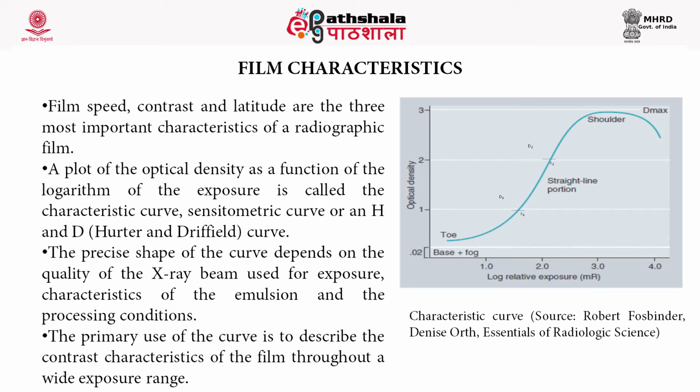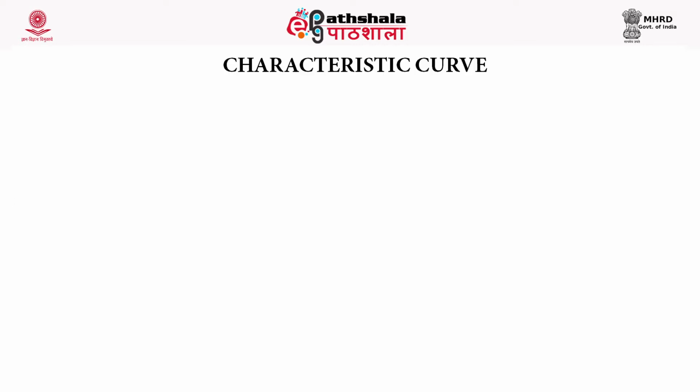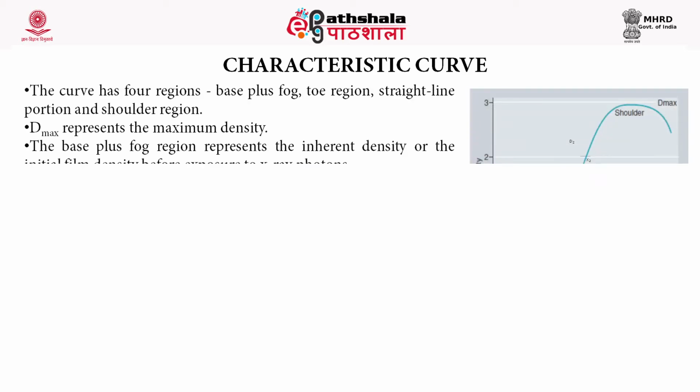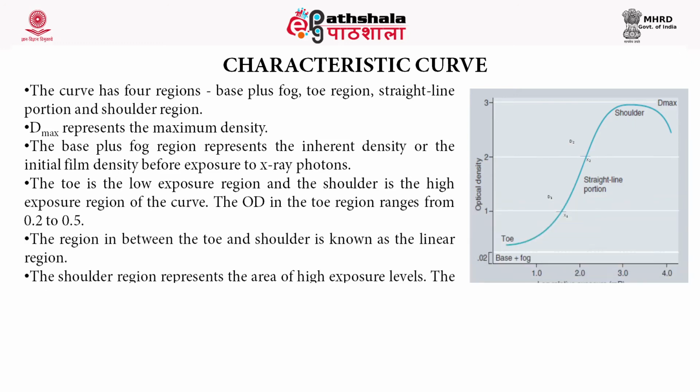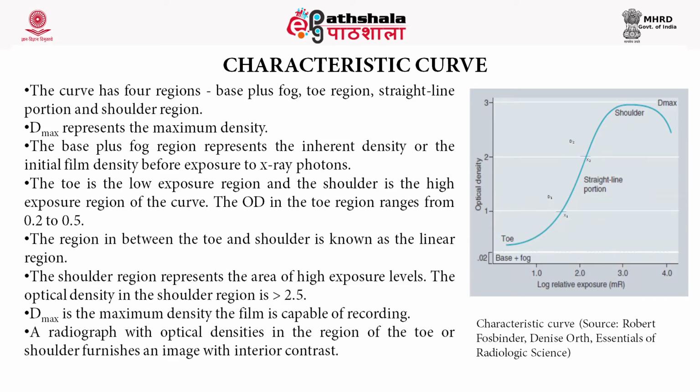The primary use of the curve is to describe the contrast characteristics of the film throughout a wide exposure range. This curve shown in the figure is the characteristic curve and shows the different regions on the curve. Now as mentioned, the curve has four regions. The lowest one is the base plus fog region, followed by the toe region, straight line portion and the shoulder region. Dmax represents the maximum density of the film that it is capable of recording.